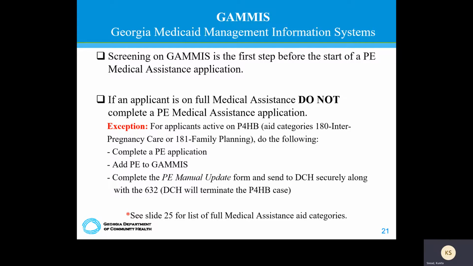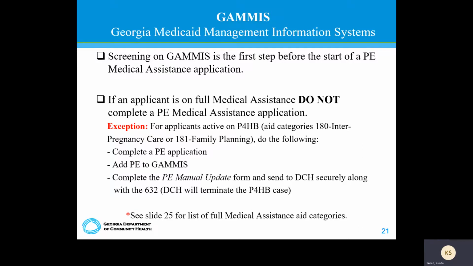Because in some situations, there are other procedures that you would use instead of doing a PE application. And we'll go through some of those scenarios in just a moment. So if you screen an individual and it shows that they are active on full Medicaid, then you're not going to do a predetermination on these individuals. You're not going to complete an application on them. That means they already have Medicaid, so they don't need presumptive.